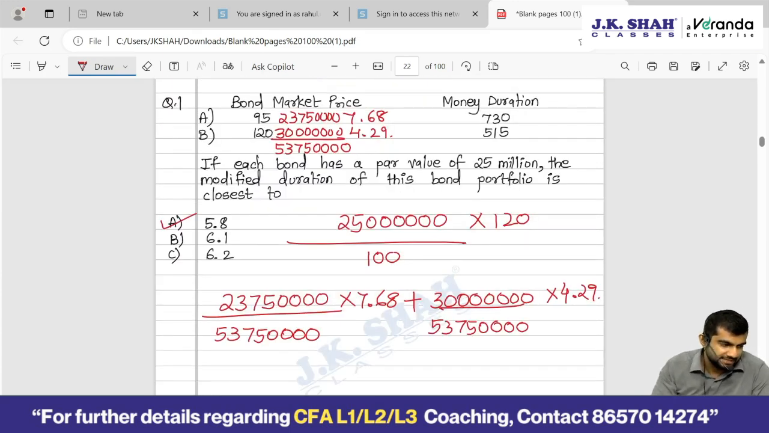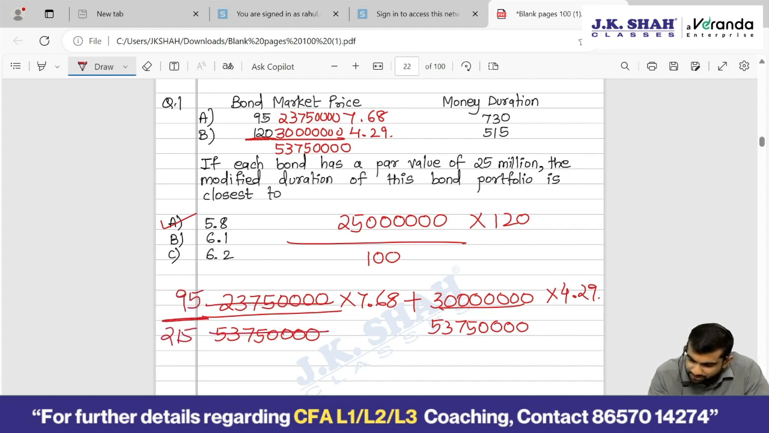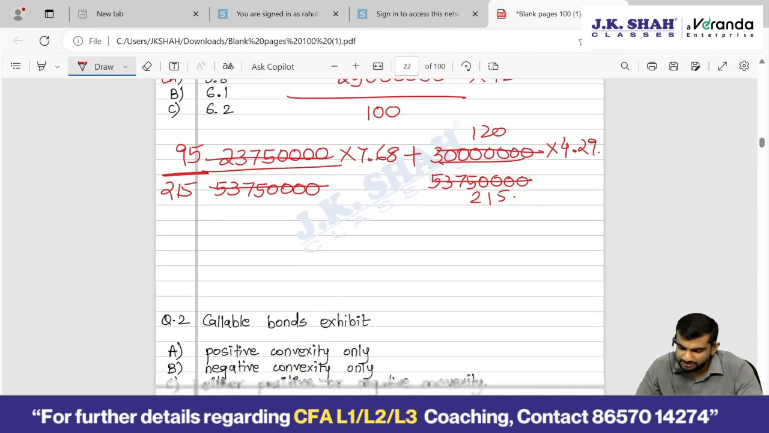Actually here, since the number of bonds for A and B are the same, even if you had done it on the basis of per bond, the weight, that also would have sufficed. Even if I had done it on a per bond basis, for A 95 divided by 215, where 215 means total of 95 plus 120, you would have got the same answer. So here it would have been 120 divided by 215, since the number of bonds are the same. Anyway, do the second question.